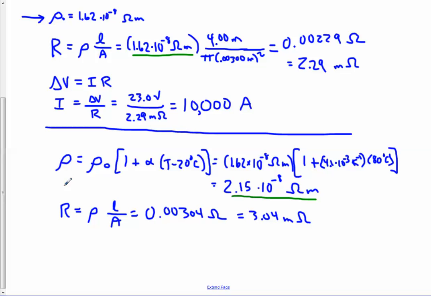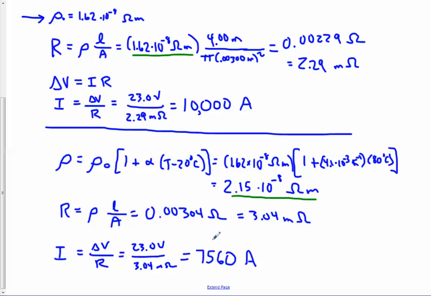All right, now we apply the 23 volt potential difference and get electrons to start flowing, and we get a current of, to 3 significant figures, 7,560 amps. Still a lot of current, but you see it's gone down because we had more resistance because the temperature went up.